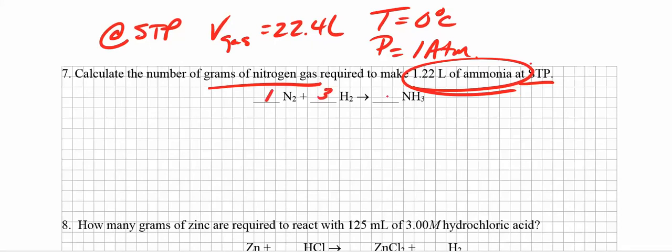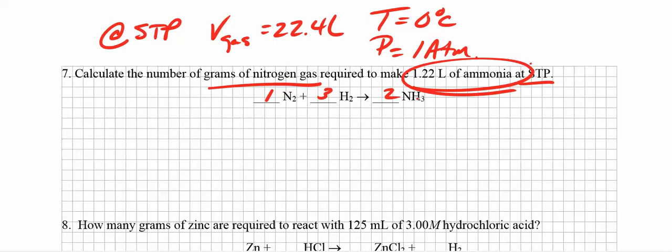1, 3, 2, right? We'll balance this reaction. So 1 mole of nitrogen gas reacting with 3 moles of hydrogen gas produce 2 moles of ammonia. All three, by the way, are gases. Both nitrogen, hydrogen gas, and ammonia are gases at standard temperature and pressure. So we're going to keep that in mind.